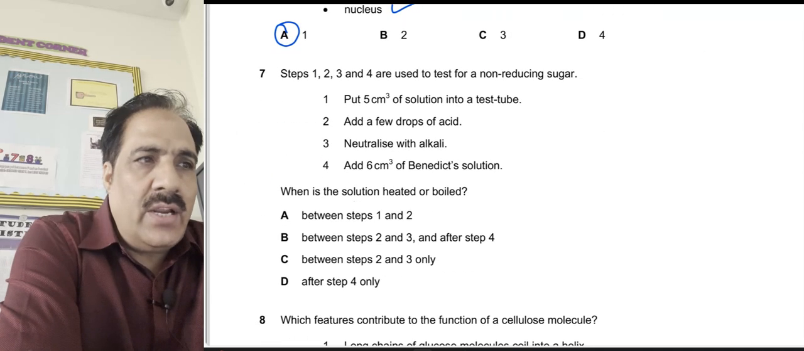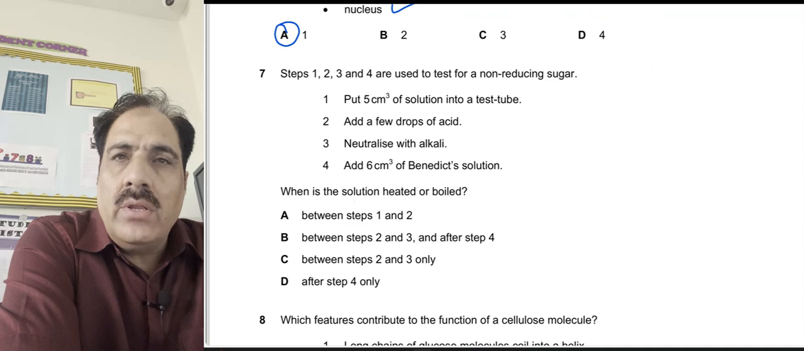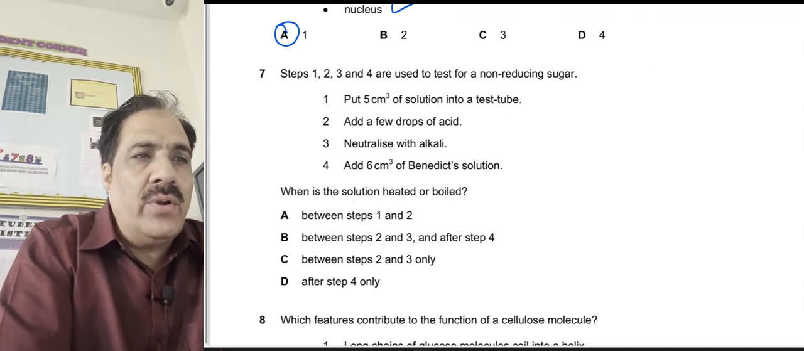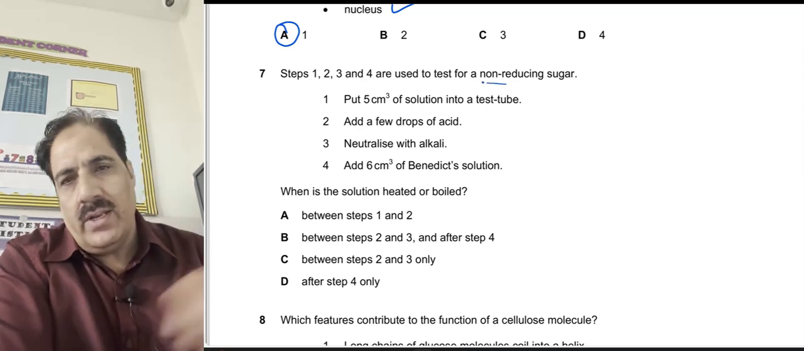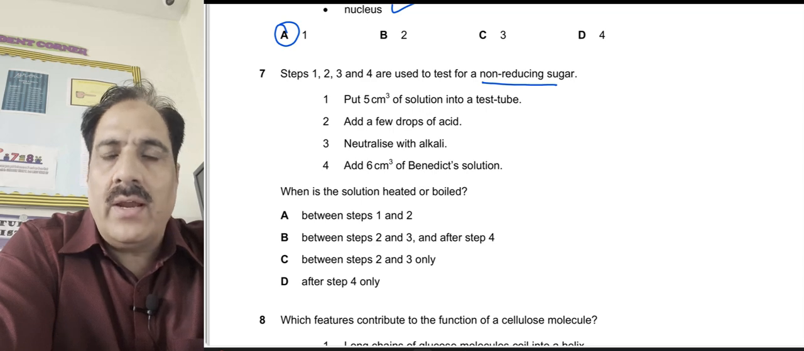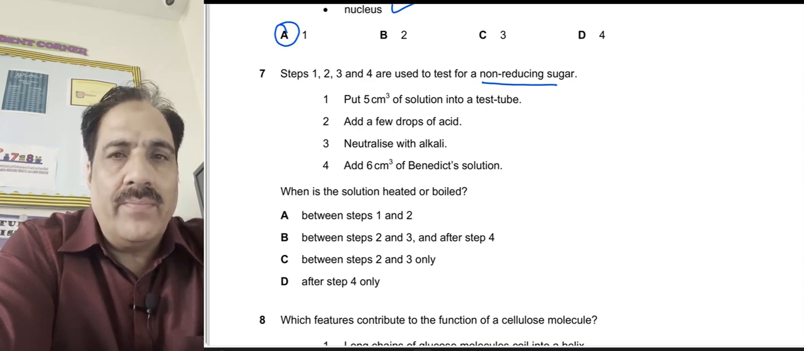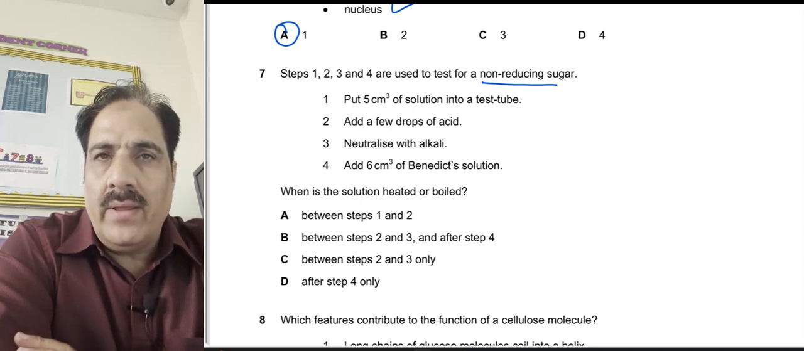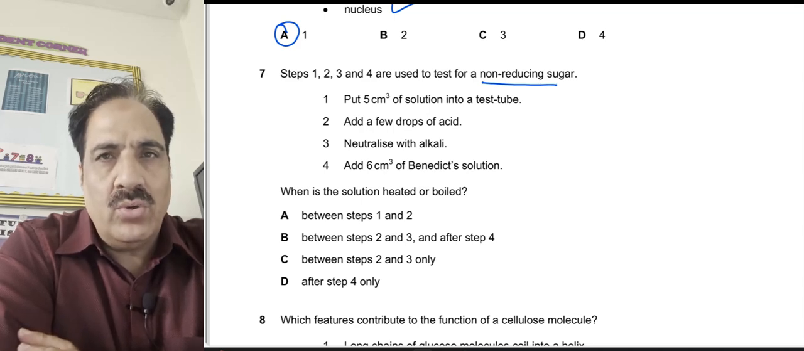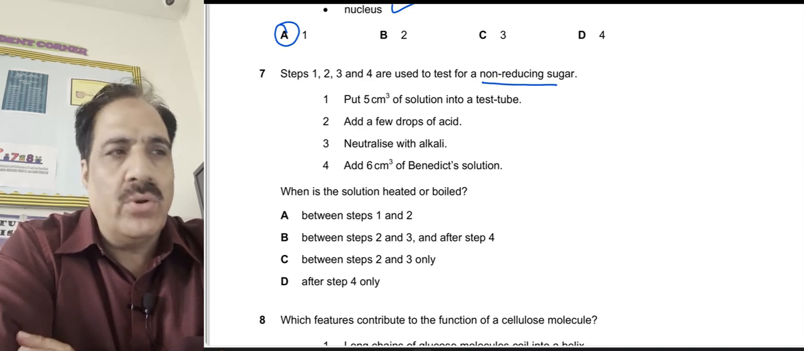Steps 1, 2, 3 and 4 are used to test for a non-reducing sugar. Put 5 centimeter cube of solution into a test tube. It's a non-reducing sugar, and we know in a non-reducing sugar test, we first use the solution, put the hydrochloric acid in it, and then heat it. When it is heated, we do the acid hydrolysis of the non-reducing sugar. Then we add some alkali to neutralize any acid, and then we add the Benedict solution and heat it again, because we have changed the non-reducing sugar into the reducing sugar.